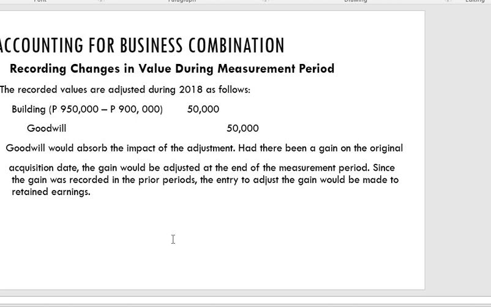Had there been a gain at the original acquisition, the gain would be adjusted at the end of the measurement period since the gain was recorded in the prior periods. So the entry to adjust the gain would be made to retained earnings. Okay? So that ends our discussion. Let's have another sample discussion in the succeeding videos.